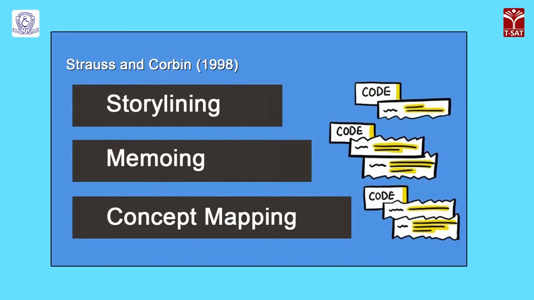Coding of new data and theory refinement continues until theoretical saturation is reached, that is, when additional data does not yield any marginal change in the core categories or the relationships. In order to identify key categories that are conditions, action or interactions and consequences of the core category, Strauss and Corbin recommend several integration techniques such as storylining, memoing or concept mapping.